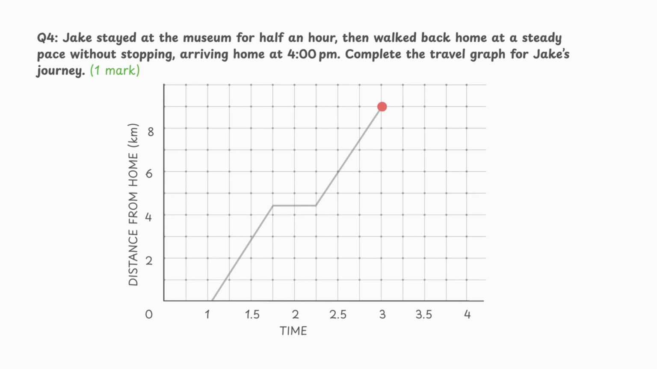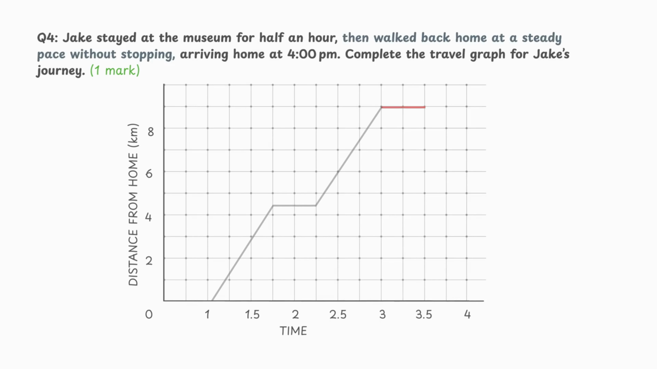First, Jake arrives at the museum at 3 o'clock. We can see that on the graph where the journey reaches 9 kilometers from home. Next, the question says, Jake stayed at the museum for half an hour. That means Jake was not moving during that time. And remember, when someone stops moving on a distance-time graph, we draw a flat horizontal line. So from 3 o'clock to 3:30 p.m., the graph stays flat at 9 kilometers.